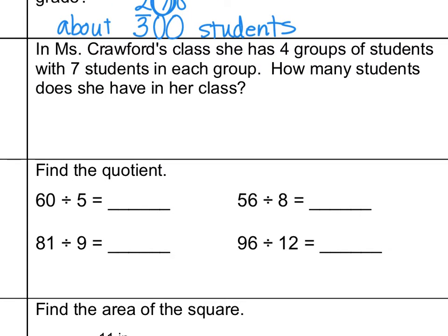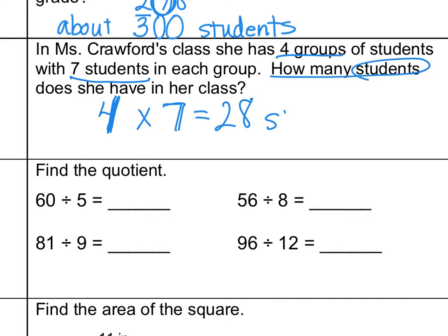In Miss Crawford's class, she has 4 groups of students with 7 students in each group. How many students does she have in her class? So that would be 4 groups times 7 students. And if you remember, this is the fire pole, this is the fireman, but he slides down, he gets to the fire too late. 28 is our story. And how many students? 28 students again.